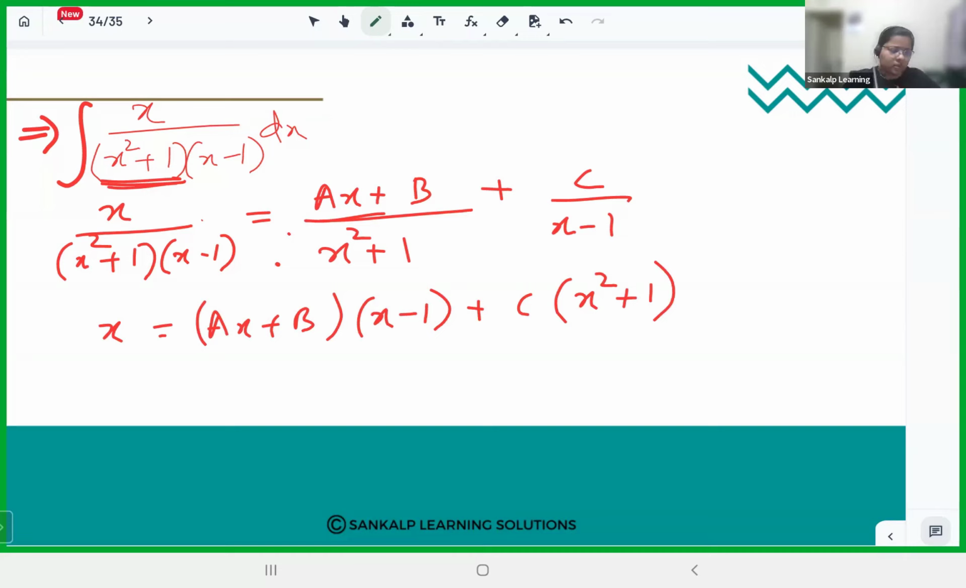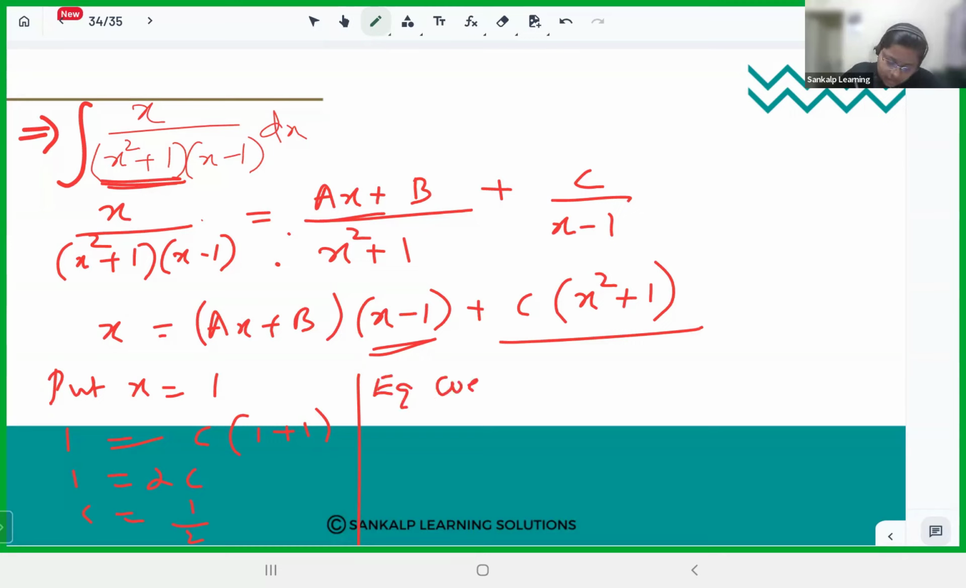First you put x equal to 1, then this term will become 0, right? So 1 is equal to C into (1 plus 1), that is 2C. 1 is equal to 2C, C is equal to 1 by 2. Okay, now what you have to do is put x equal to 0. But before that, you equate the coefficients of x square.